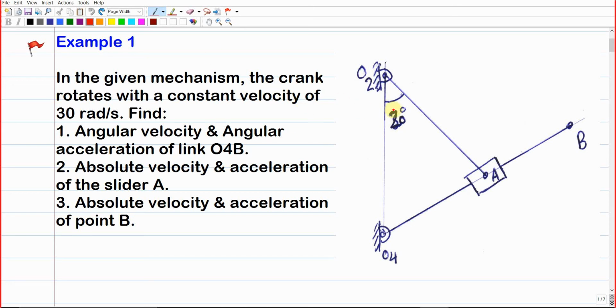And the crank O2A already rotates with a constant velocity of 30 radian per second, right? And it is required to do some calculation regarding the velocity and the acceleration of either the slider A or point B as already given there. So anyway, we aren't going to do any velocity or acceleration analysis unless we finish the complete position analysis, then the velocity, then the acceleration. It means that we have to do the regular kinematic analysis of this mechanism.